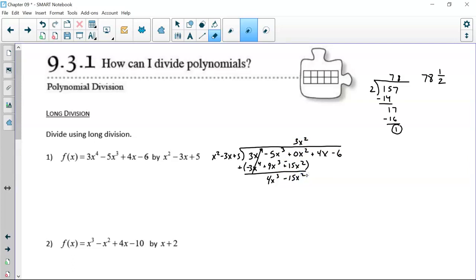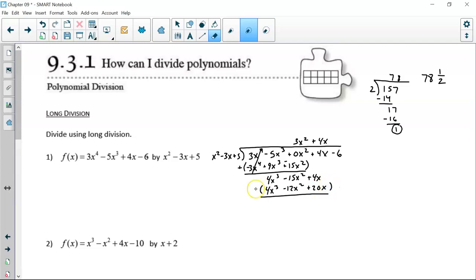Now we bring down the next term. I'm going to bring down my positive 4x. And we do the same thing again. There's a lot of numbers. All we care about is the first terms. I need to change x squared to a 4x cubed. To do that, I'm going to multiply by a positive 4x. Notice how my x's are all lined up. Distribute the 4x. 4x cubed minus 12x squared plus 20x.